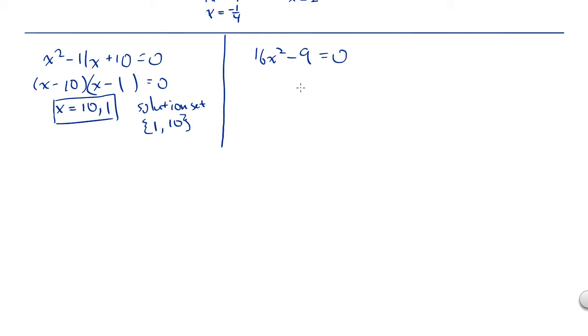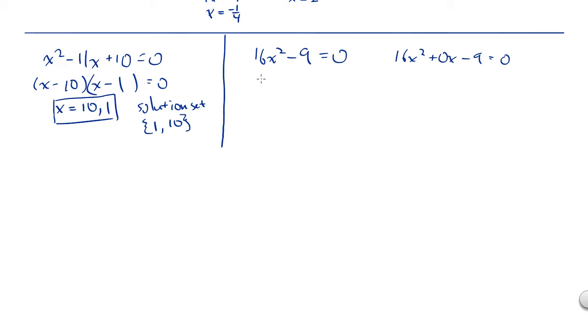So say we need to solve this guy. Find the x values that make this true. You can think of this as 16x squared plus 0x minus 9 and factor it normally with the AC method and all that. But notice it's got two terms. It's a subtraction here. These are both perfect squares. Oh, this is a difference of squares. We can factor this using our special difference of squares idea.